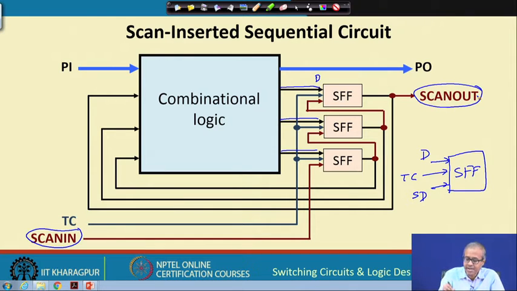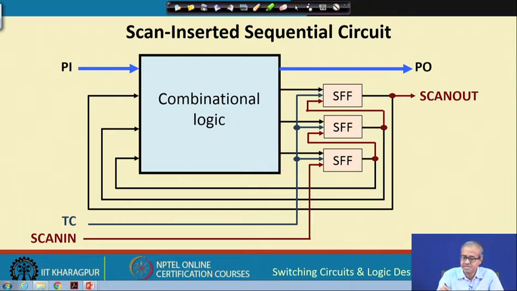So, what are we actually doing here in this circuit? Just think, if TC equal to 1, this is the normal mode of operation. The combinational output goes in, D goes in, and the output goes back, the normal circuit operation. But when TC equal to 0, the lower input of the scan flip flop is selected. So it becomes like a shift register, you see, it becomes a shift register.